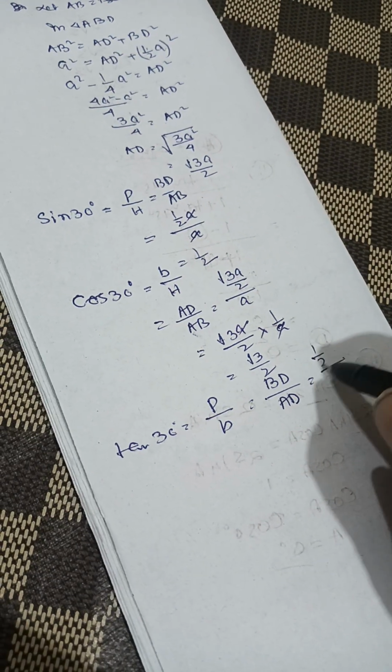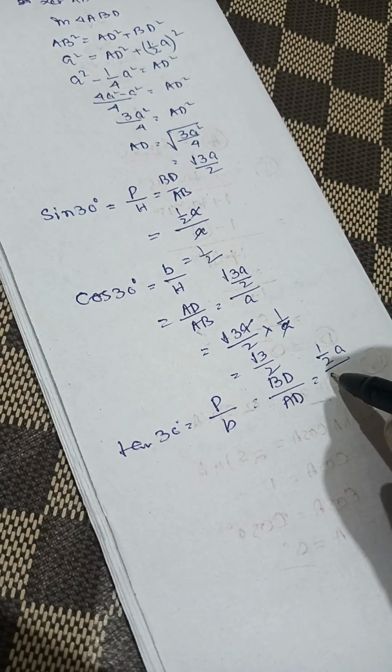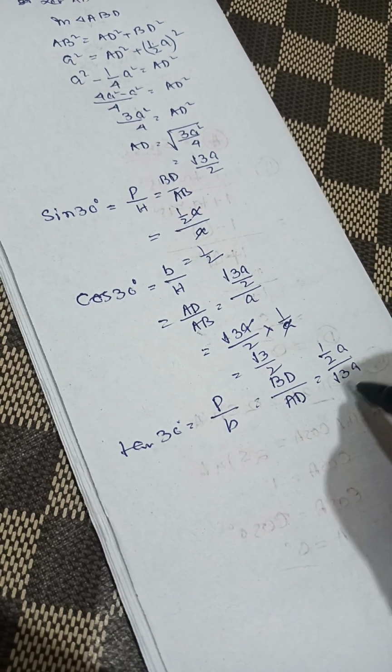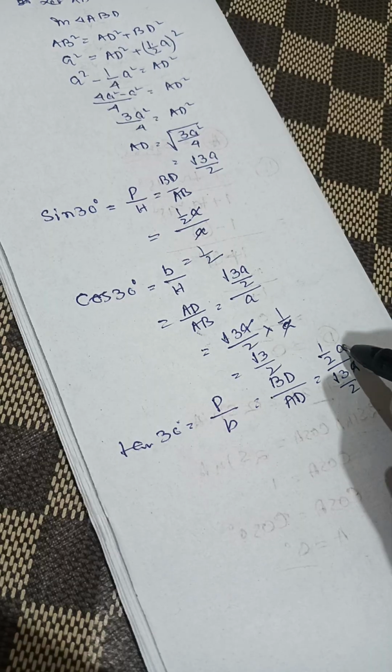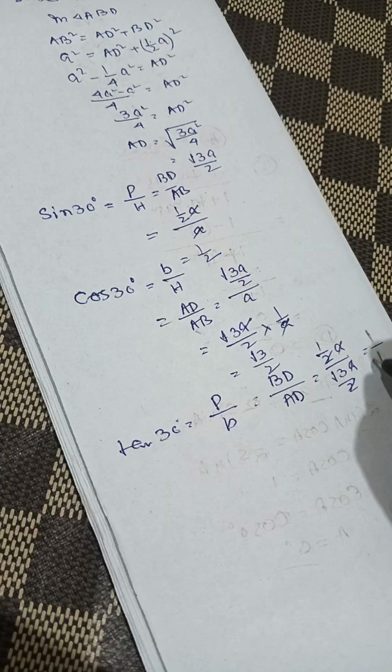BD is half of A, and AD is root 3 A by 2. A cancels, 2 also cancels, so it becomes 1 by root 3.